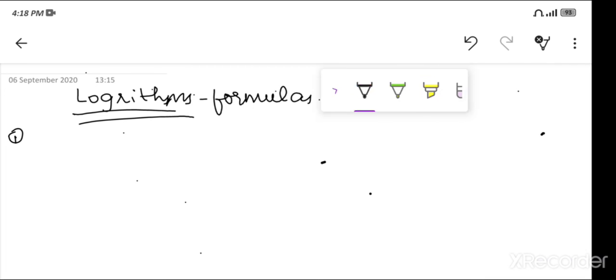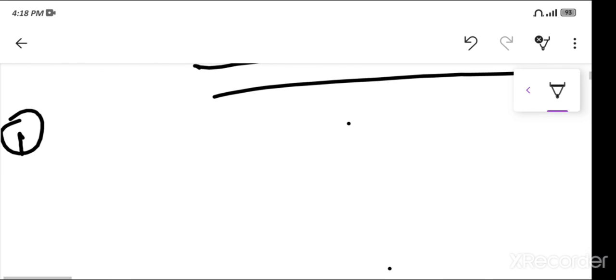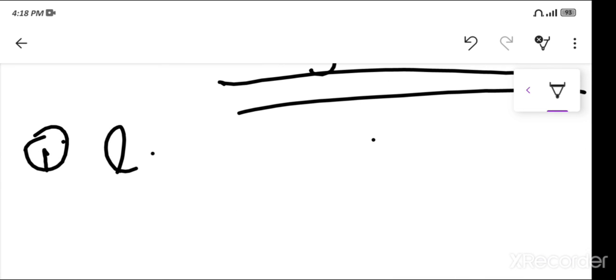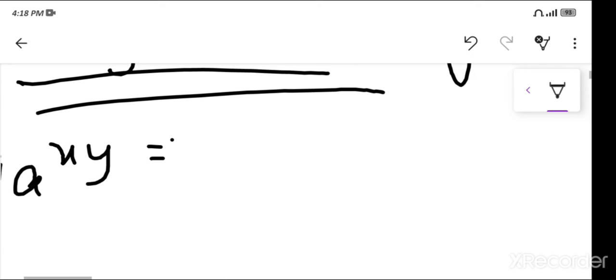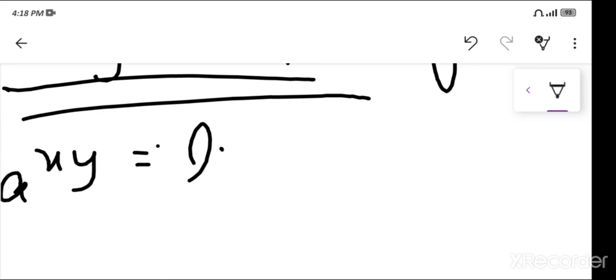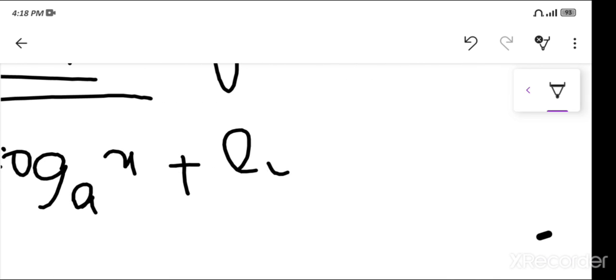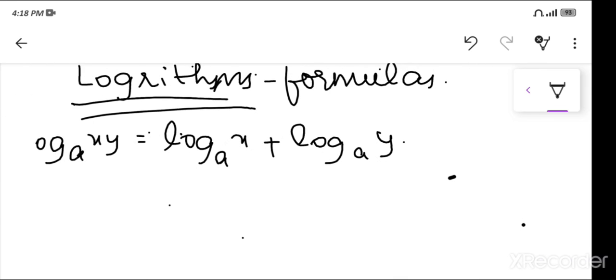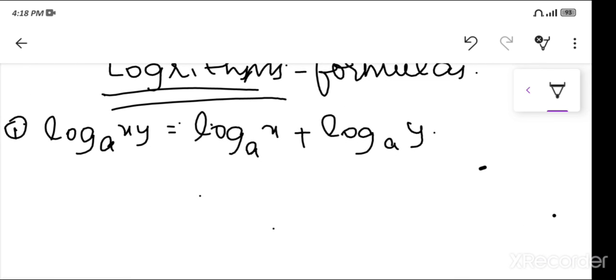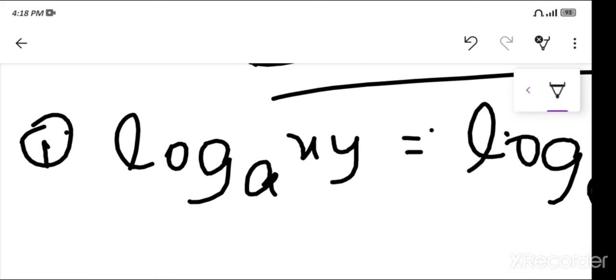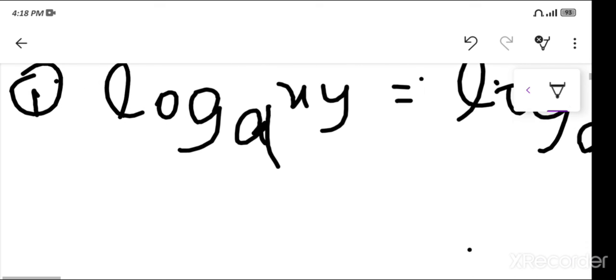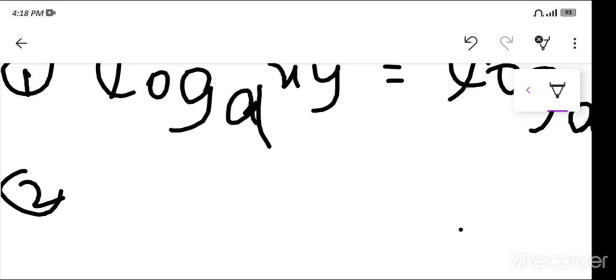Alright, I'm going to write the formula now. Log xy to the base a is going to be log x to the base a plus log y to the base a. That's the first formula, the most important formula. It's really important. If you don't understand this, rewind the video.